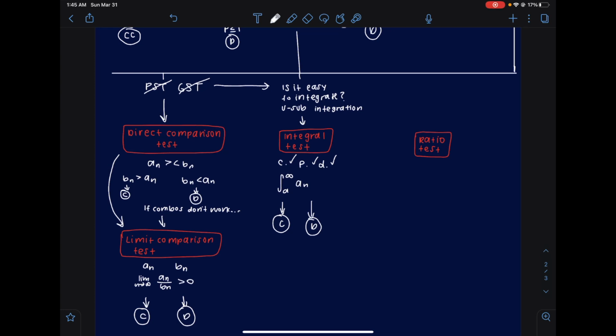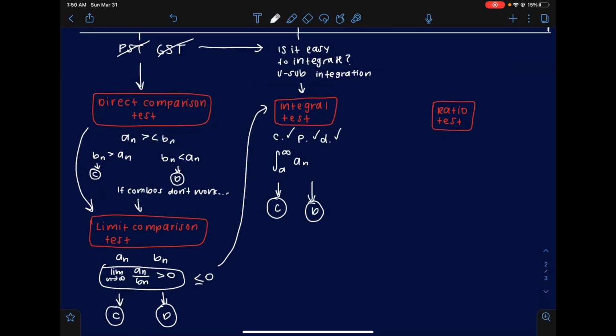I also want to note that if the limit comparison test fails, so the limit happens to be less than or equal to 0, then you can also use integral tests. So if the limit comparison test fails, that's quite an obvious sign that you're going to be using integral test.